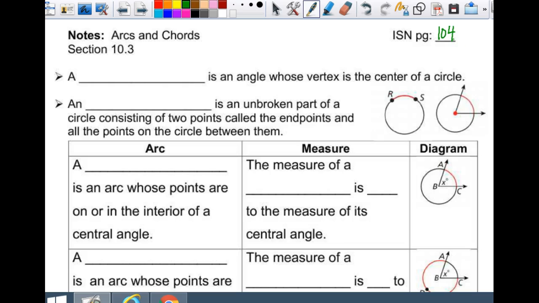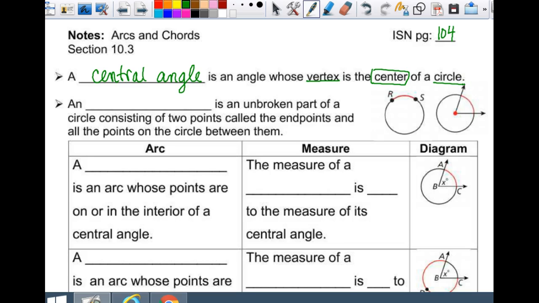Okay, so yesterday we had a lot of vocabulary regarding circles. We have some more vocabulary today, but also some rules on how to find some different measurements. So the first vocabulary word is a central angle. A central angle is an angle whose vertex is at the center of the circle.